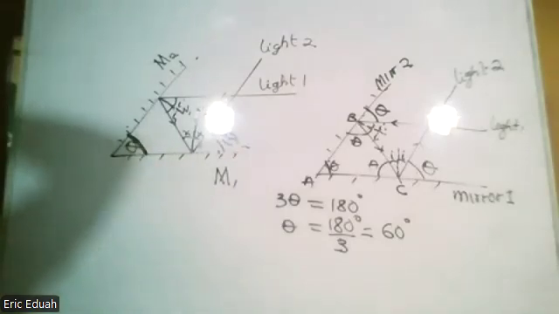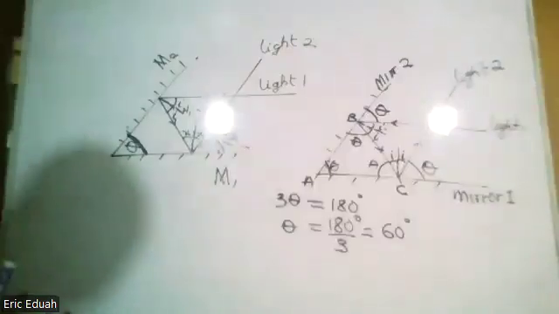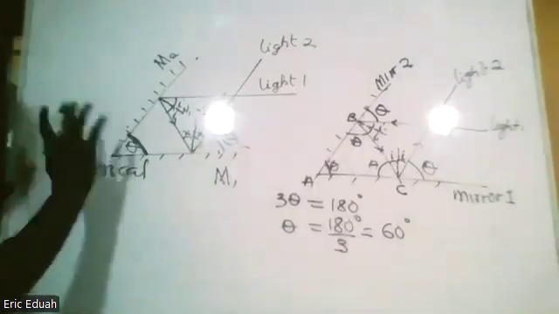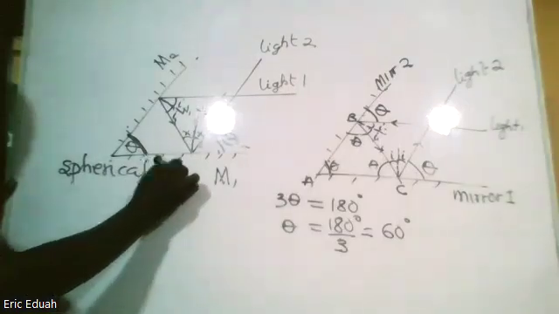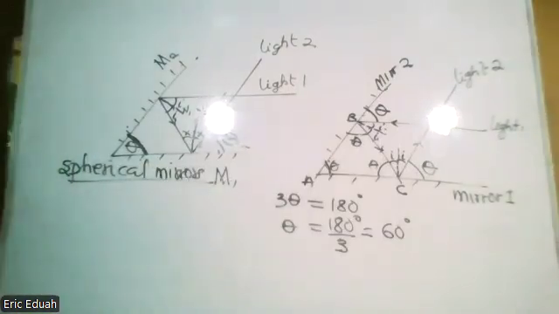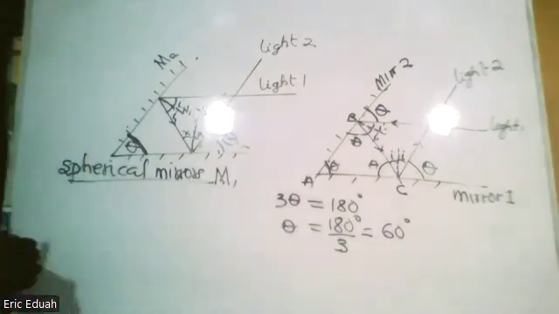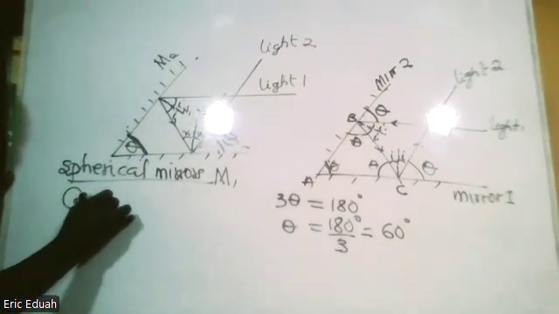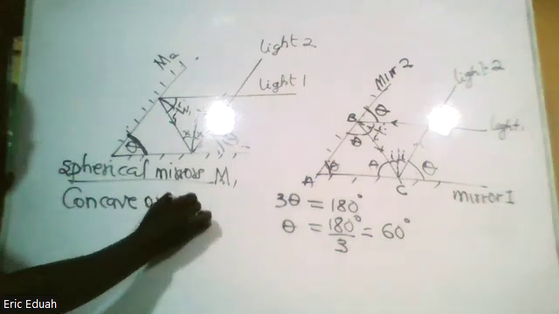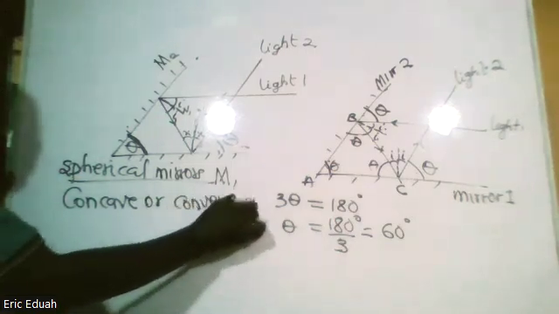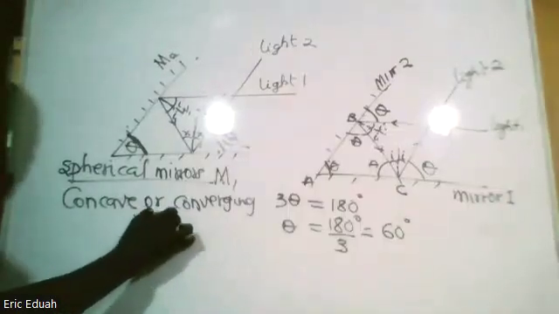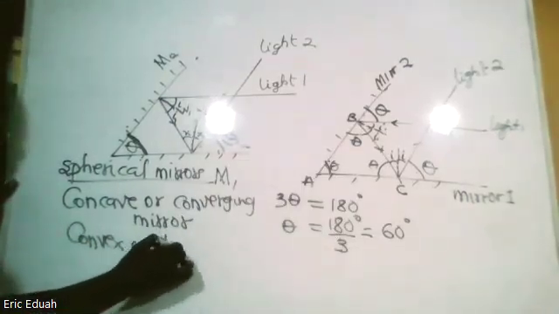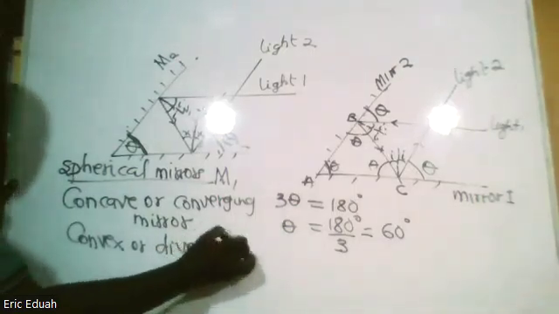The next area we have to look at in reflection is spherical mirrors. We've done plane mirrors, now spherical mirrors. Under spherical mirrors, we have two types. We have what we call concave or converging mirror, and convex or diverging mirror.